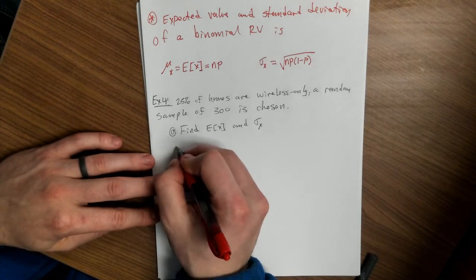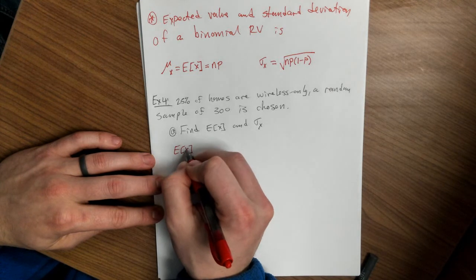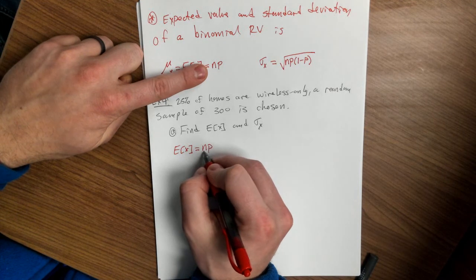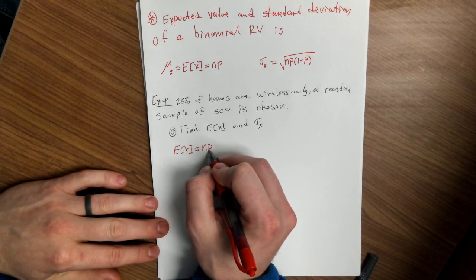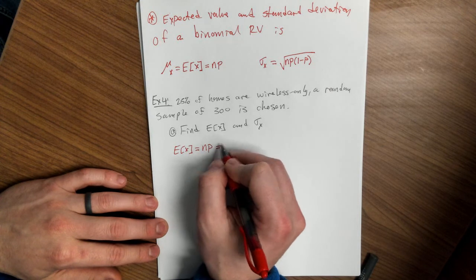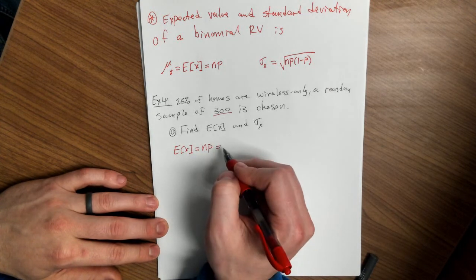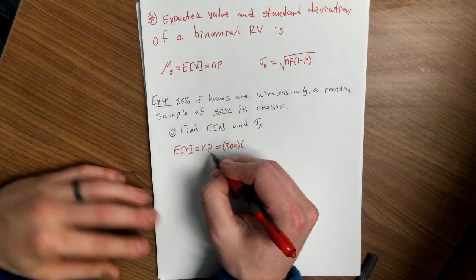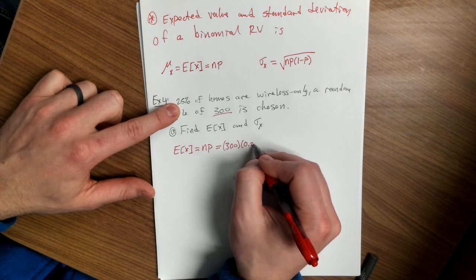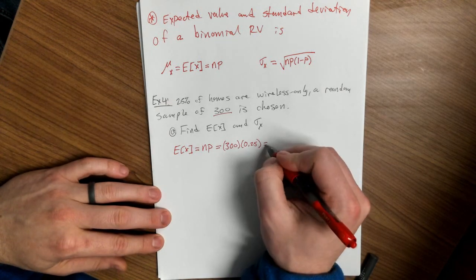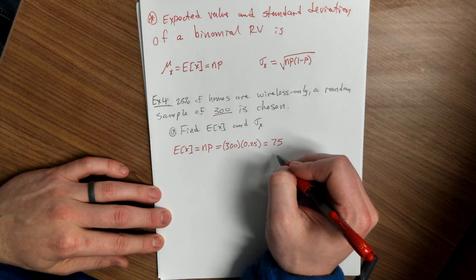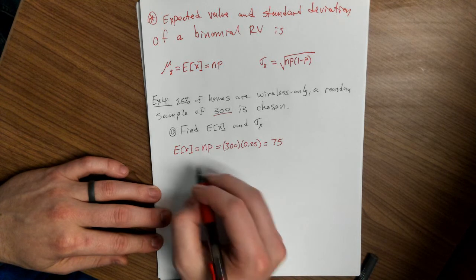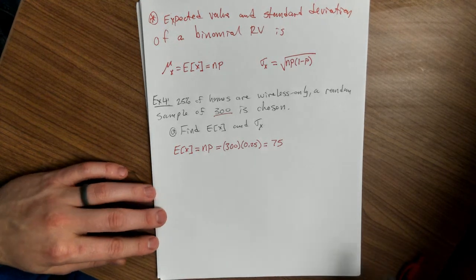Alright, so let's start with E of x. That's equal to, write the formula, n times p, the total number of trials or the sample size times the probability of a success. So in this example, 300 is chosen as our sample. So we get 300 times p, the success, which is 25%, 0.25. Multiply that together and you get 75. That means out of these 300, we expect 75 of them to be wireless only.